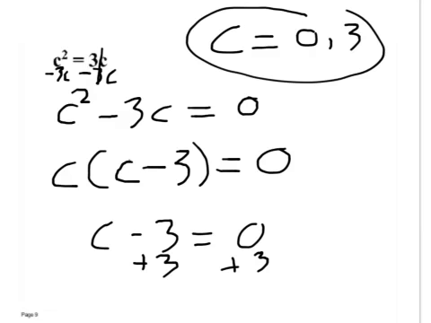Because I can plug them in. If I put 3 in here and 3 in here, what's 3 minus 3? 0. What's 0 times 3? 0. If I put 0 right here, what's 0 minus 3? What's 0 times negative 3? 0. So C could be 0 or 3. Those are your two options.